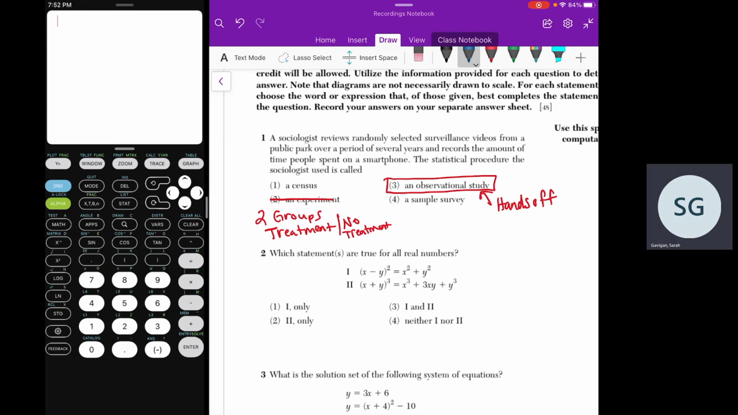A census is when a sociologist, for instance, a researcher, would ask the entire population, and a sample survey is when you would ask just part of a population. In this case, nobody was asked anything, so it was a sample survey.